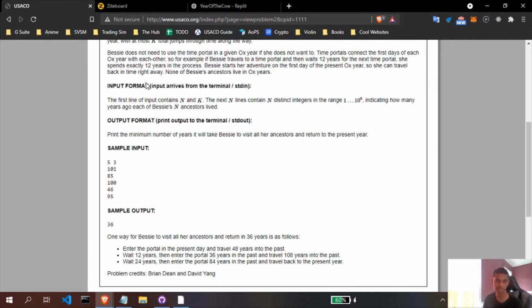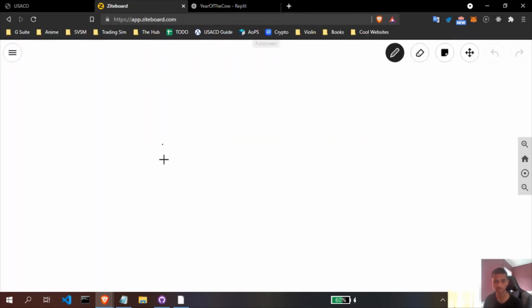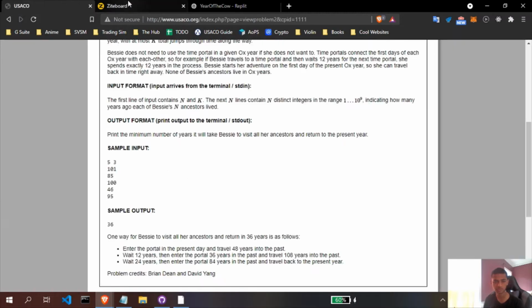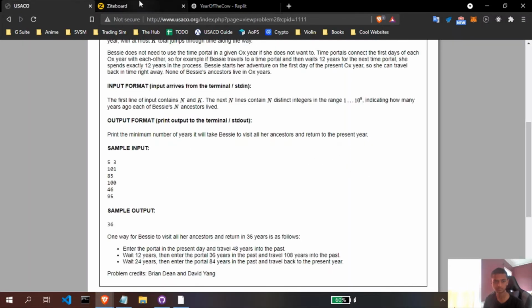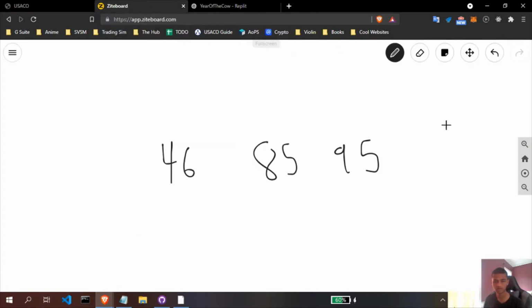So let's actually take this input and try figuring it out. So we have five cows over here. The first thing that we would want to do is obviously sort them, because that would make processing the problem much easier. So if we sort them, we're given 46, then 85, 95, 100, and then 101.